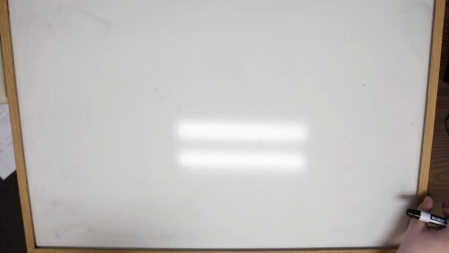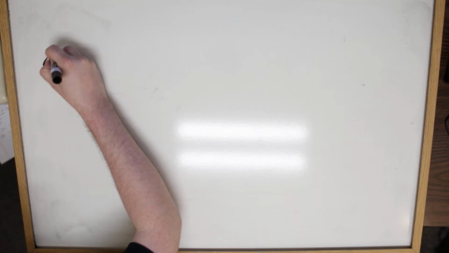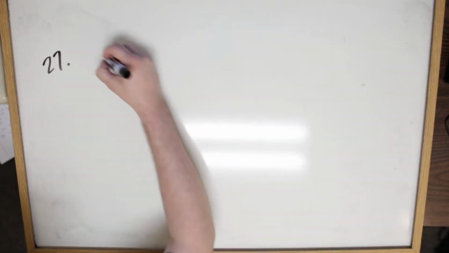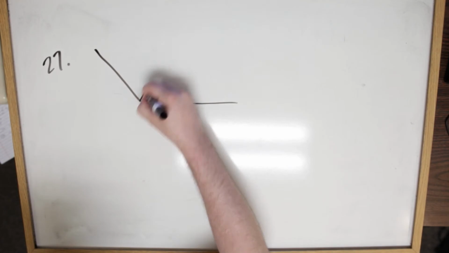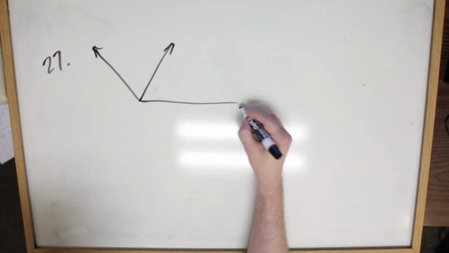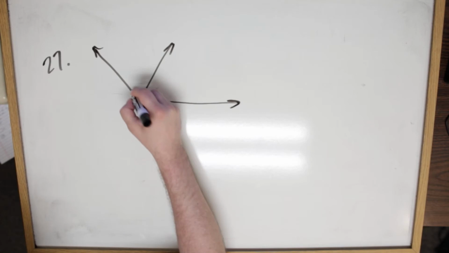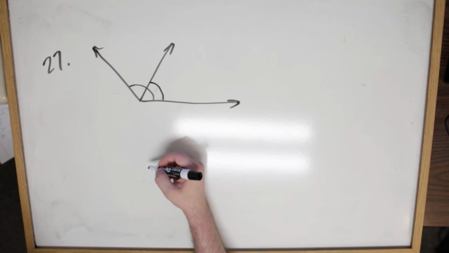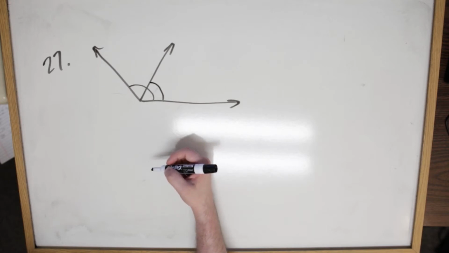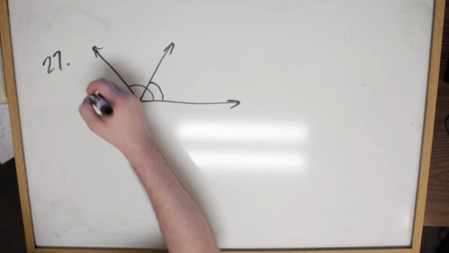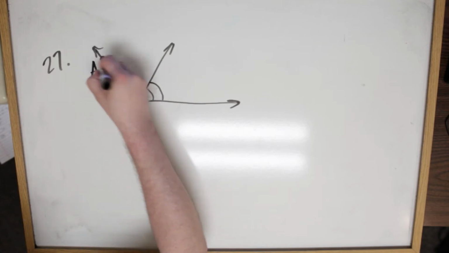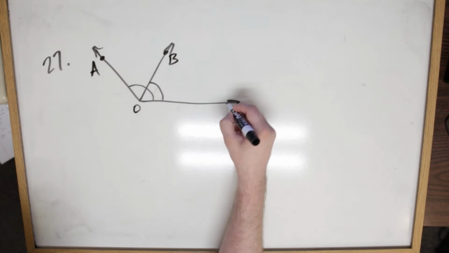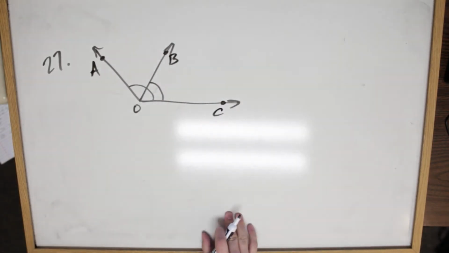Okay, 27. Let's take a look at this one. We're given a diagram. Yay. 27. So what they give us is this. Let me show you real quick. And this right here. This is O. This is point A right here. This is point B right here. And point C right here. Okay?